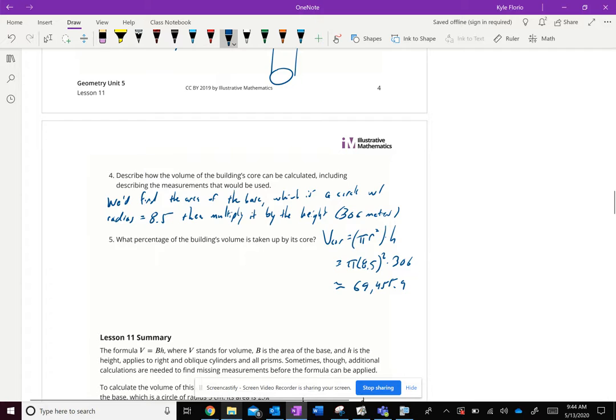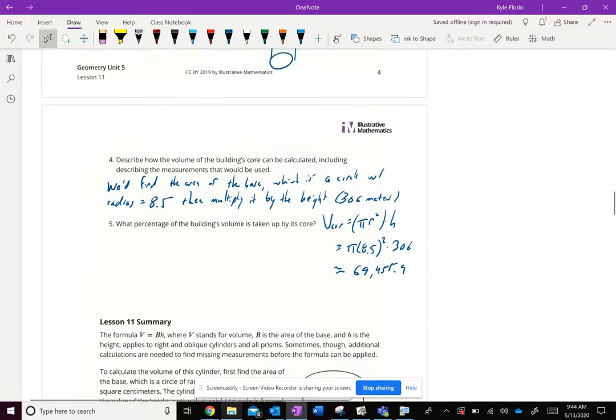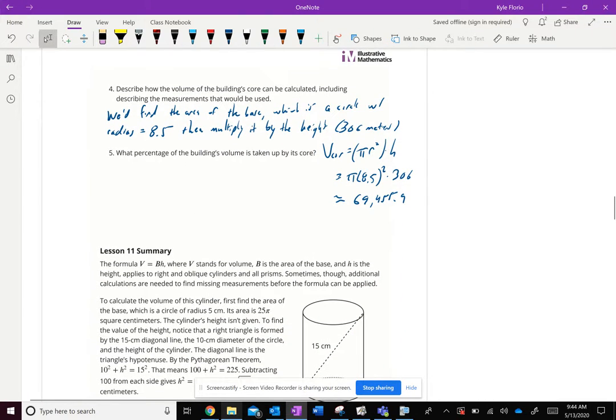All right. So what percentage of the building's volume is taken up by the core? How much of the building is taken up by its core? Just looking at it, it's definitely less than half. It looks like a small percentage. So if I want the percentage, I need to take the volume of the core and divide it by the volume of the total. That'll give me what percent of it is covered by the core.